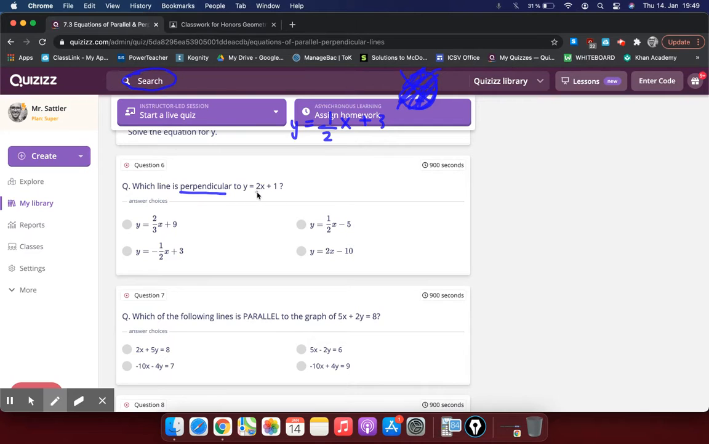If this slope is 2 already, this is in slope-intercept form, so the slope is 2/1. Reciprocal of that would be 1/2. But since this slope is positive, we need this one to be negative. So that's going to be this option right here.